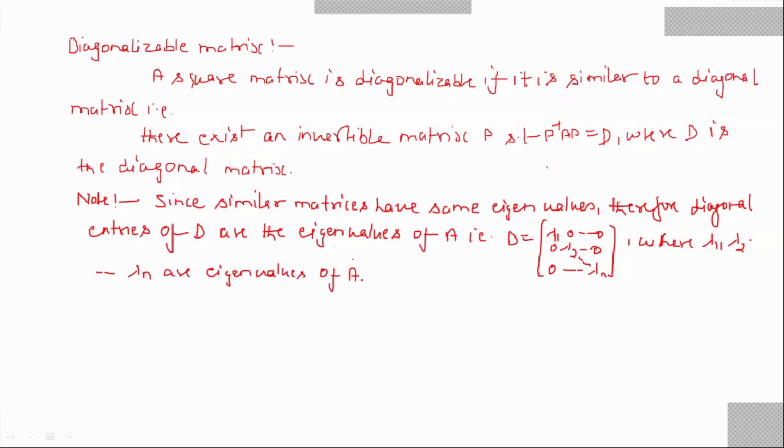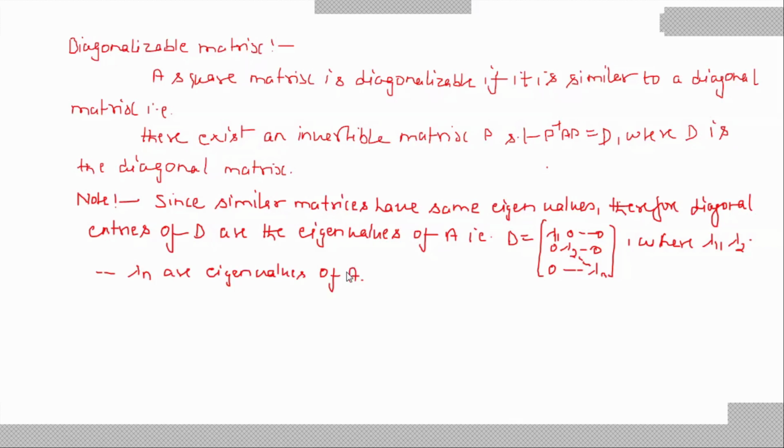A square matrix is diagonalizable if it is similar to a diagonal matrix. So it means there exists an invertible matrix P so that P inverse AP is equal to some diagonal matrix D. So A and D are similar matrices, and similar matrices have the same eigenvalues. So whatever the eigenvalues of A are, D also has the same eigenvalues. And D is a diagonal matrix, so its eigenvalues are its diagonal entries. So this will be your D.